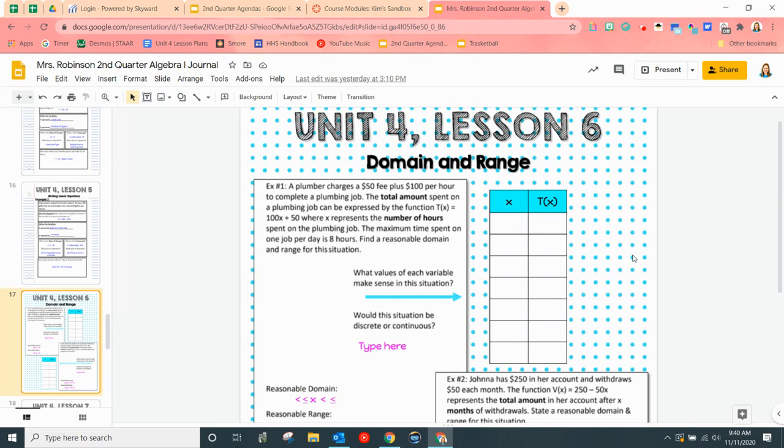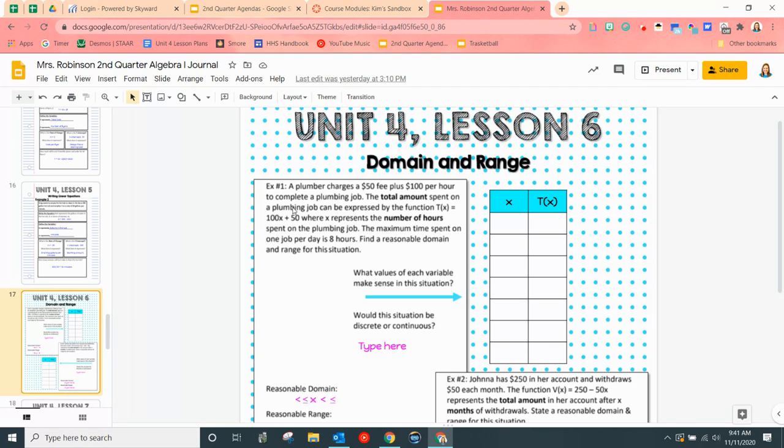So remember before we talked about domain and range, we talked about how domain is X, that's your possible X values, and range is your possible Y values. So that's important. So here's an example. A plumber charges a $50 fee plus $100 per hour to complete a plumbing job. The total amount spent on a plumbing job is represented by this function, this equation, T of X. Remember, that's another way to say like Y equals. So his total amount, that's why they use T, equals 100x plus 50, where x represents the number of hours spent on the plumbing job.